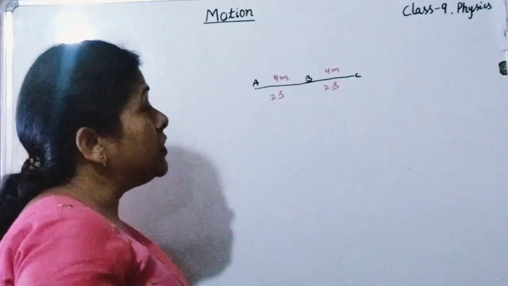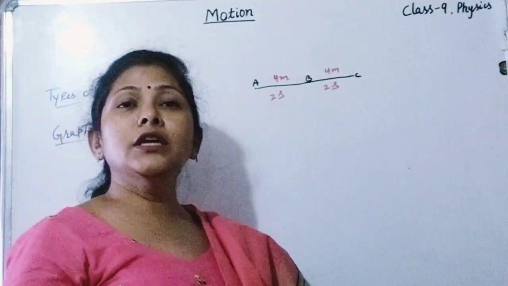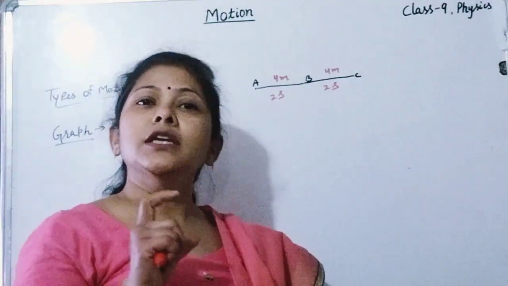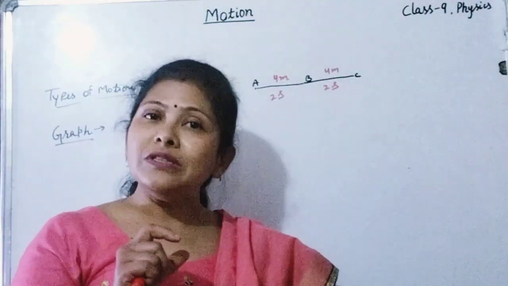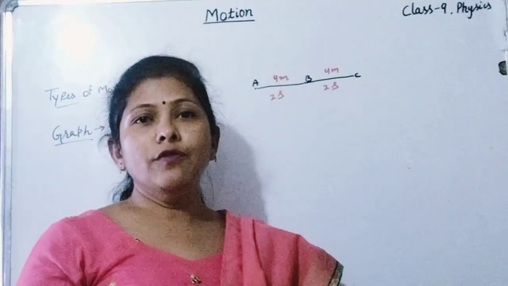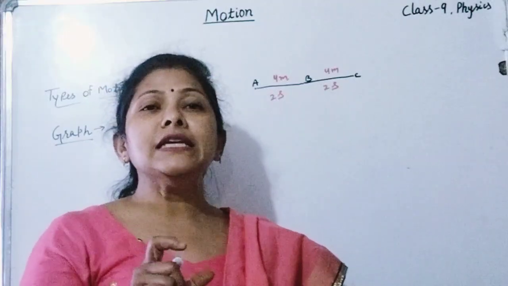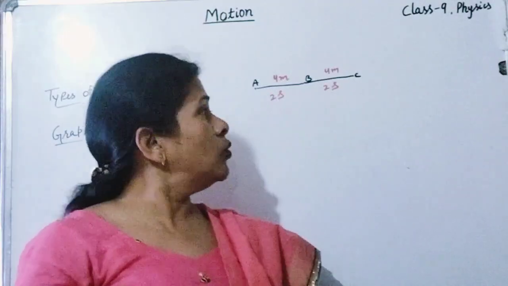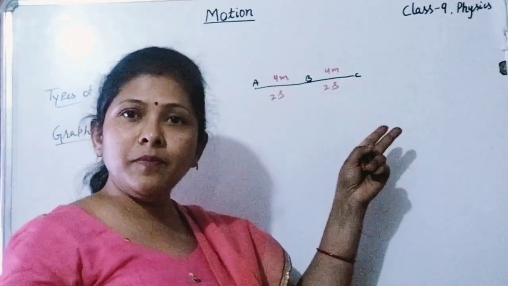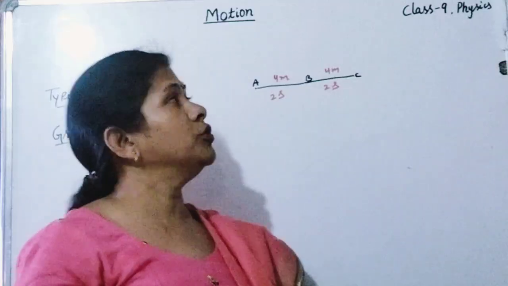So in this case we can see that the object covers equal distance in equal interval of time. Such type of motion is uniform motion. Uniform word, what is the meaning of uniform? Uniform means एक जैसा, same. So in this case you can see the distance is same and time is same. So such type of motion is uniform motion.